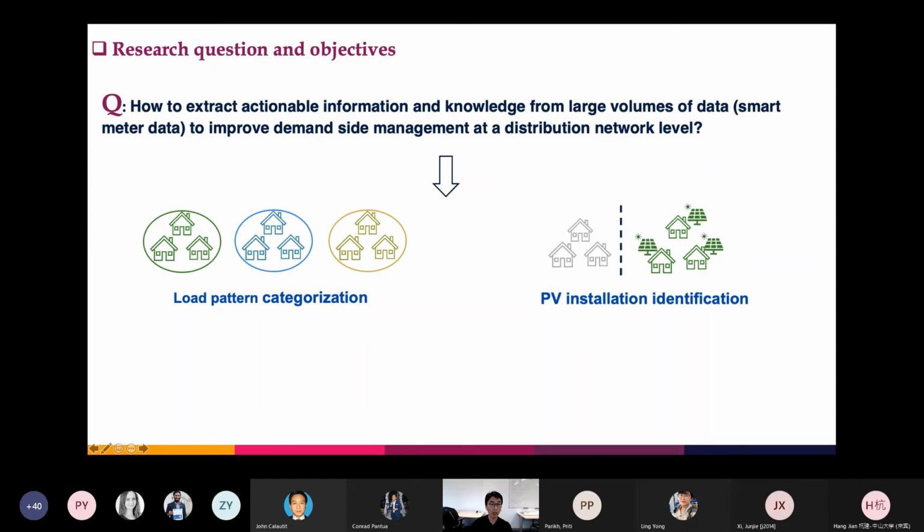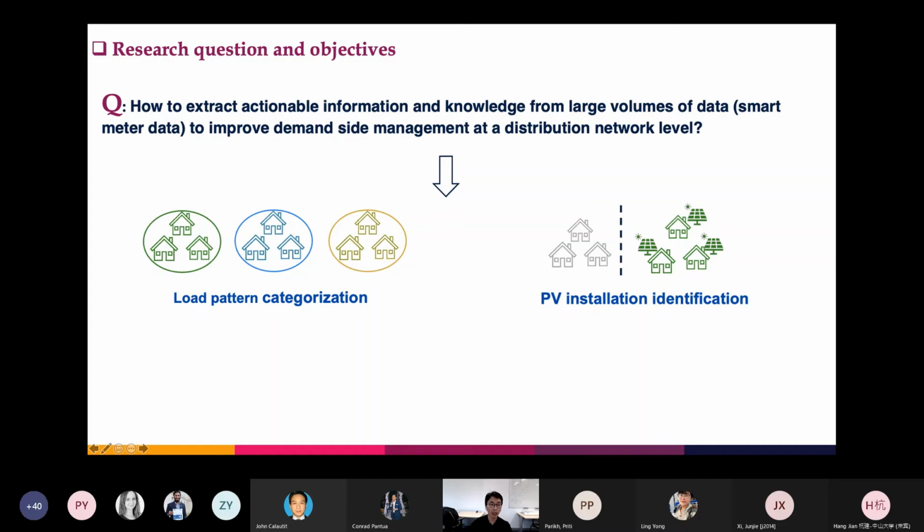Specifically, in our study, we addressed two tasks. The first one is load pattern categorization. Conventionally, we classify buildings based on building types, whether they are industrial, commercial, or domestic buildings. Or we can classify buildings based on energy consumption level, like buildings with high energy consumption and buildings with low energy consumption.